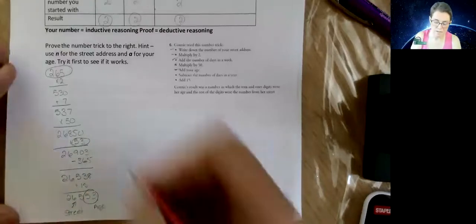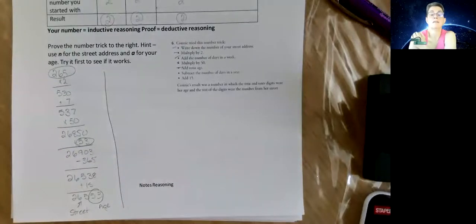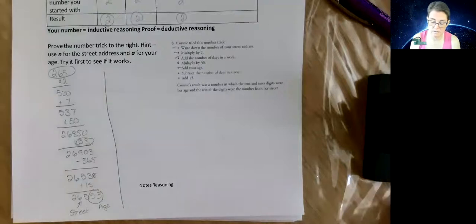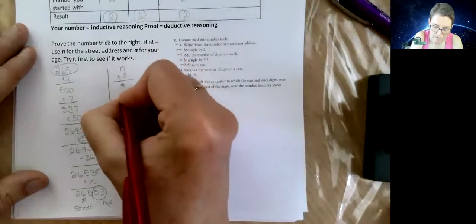Well, let's see if we can make a proof out of this. Because we start with a street address and also age, we're going to use two different variables. So write down the number of your street address. We're going to use n, and then multiply it by 2. So n times 2, we get 2n. Check. Add the number of days in a week, plus 7.